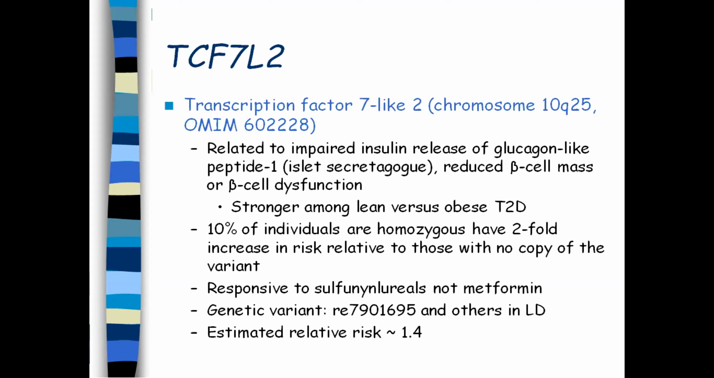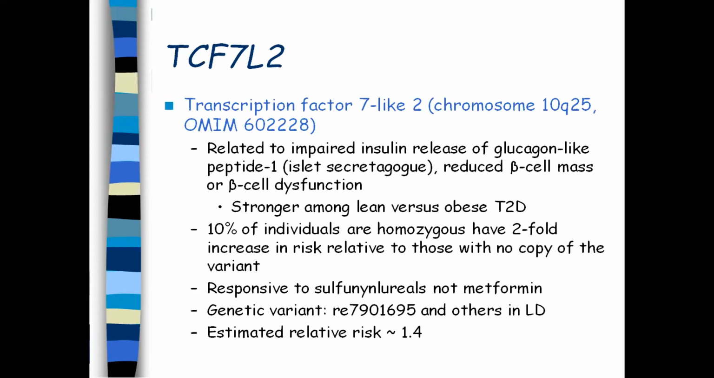So reduced insulin secretion may be due to, first, a defect in the beta cell, second, genetic predisposition, third, reduced beta cell mass, and fourth, as we already saw, alteration in the potassium channel and calcium channel. It is stronger in lean versus obese type 2 diabetes.